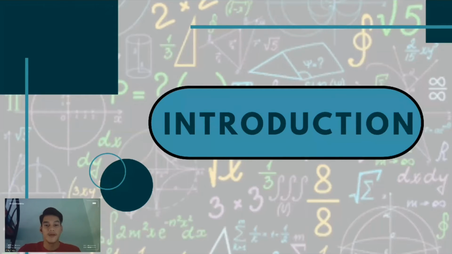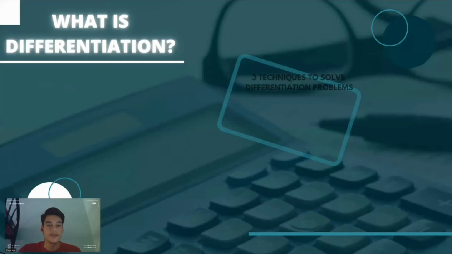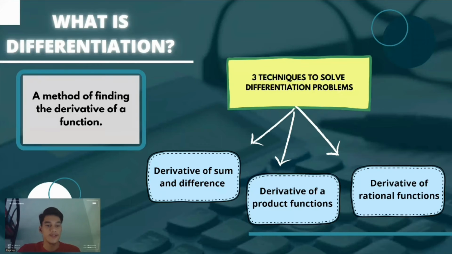Let's begin with differentiation introduction. So basically, what is differentiation? Differentiation is a method of finding the derivative of a function. There are three techniques to solve differentiation problems. First, derivative of sum and difference. Second, derivative of a product function, where we use the product rule. And lastly, derivative of rational functions, where we use the quotient rule.